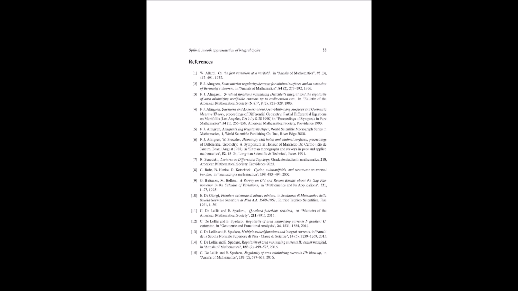Welcome to the deep dive. Today, we're going to be exploring some really intricate mathematical concepts. We're diving into a research paper today, and it's called Optimal Smooth Approximation of Integral Cycles. Okay. And the authors are Frederick Almgren, William Browder, Gianmarco Caldini, and Camillo De Lellis. And it's this fascinating exploration of integral currents and their smooth approximations.